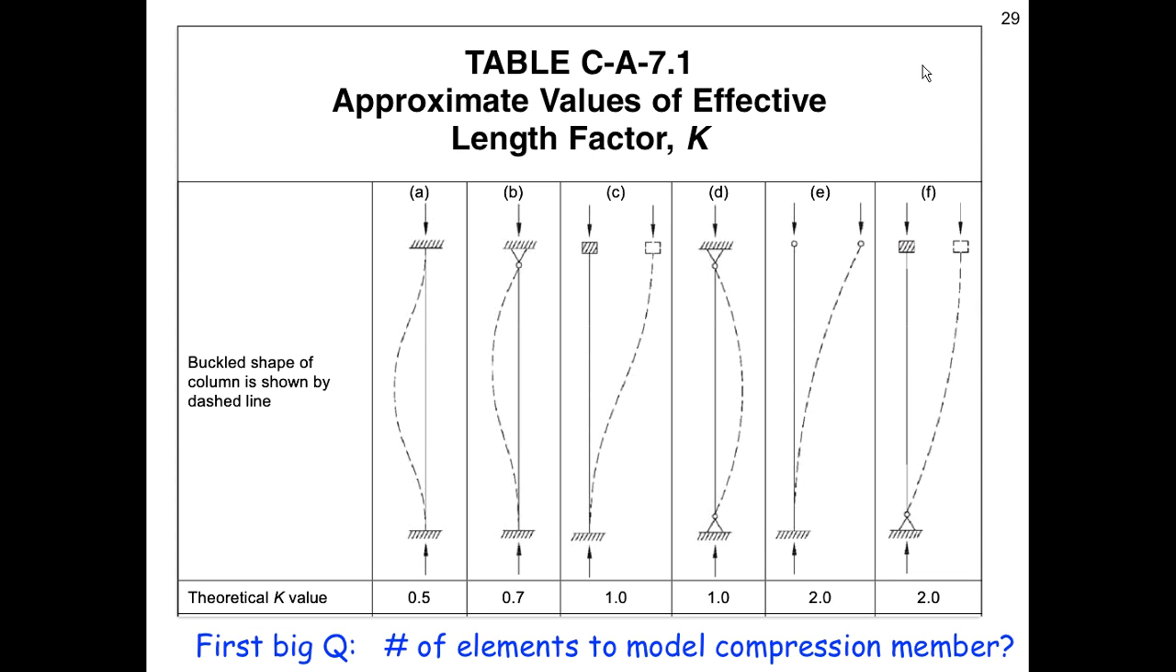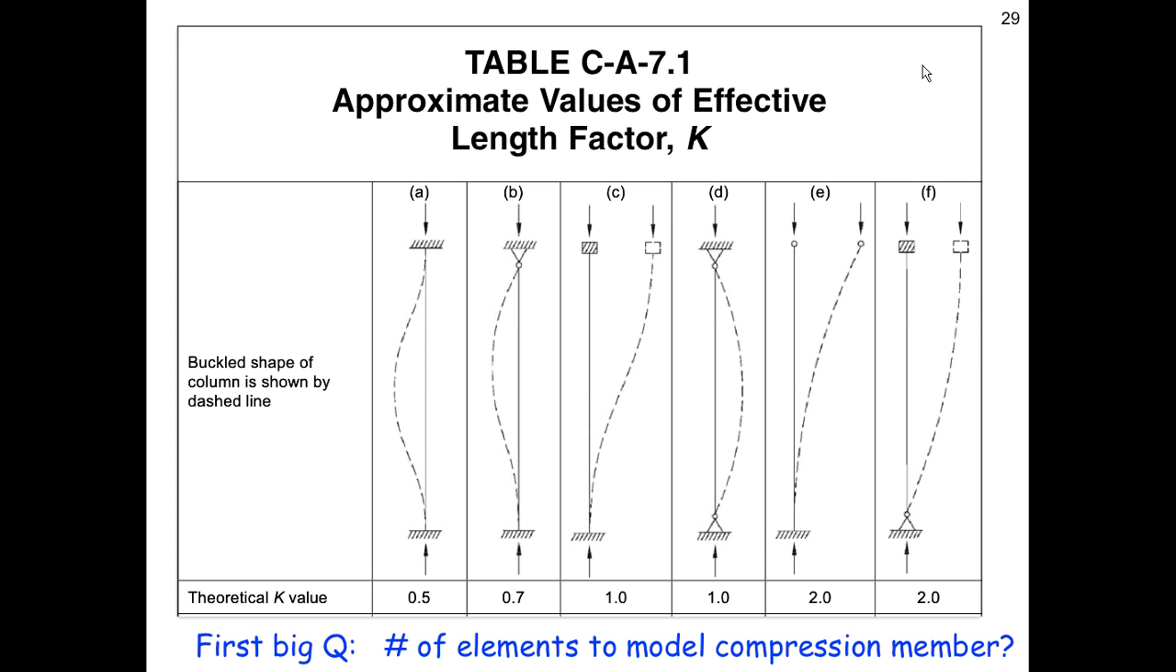And sort of answering that first big question: I'm going to use some finite element software, in this case Mastan, to model these. How many elements do I need to model the compression member? What you would do is start with a case where you know the theoretical solution, let's say case A, no rotation top and bottom, and you'd use one element, and you run the program, and it comes back and gives you the buckling load, and it's nowhere near what you had theoretically been able to calculate.